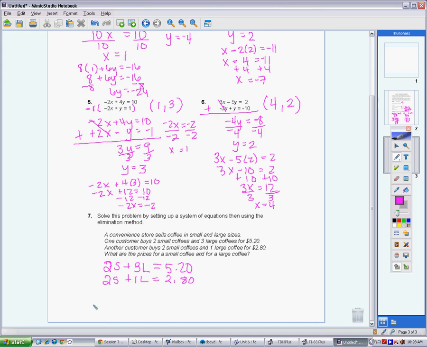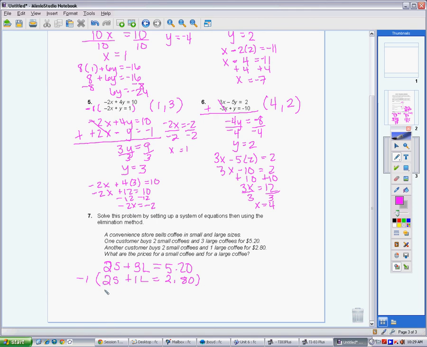So based on that information, they want us to find out what the prices are for a small coffee and a large coffee. Well, if I look at my variables and I add them together, I get 2 plus 2 is 4, and I get 3 plus 1 is 4. So I have to look at my coefficients because I can't add them together yet. I won't eliminate a variable. I have 2 2's, so I'm going to change one of these 2's to a negative, and I'm going to choose the bottom one because those are smaller numbers, and I'm going to multiply by -1.